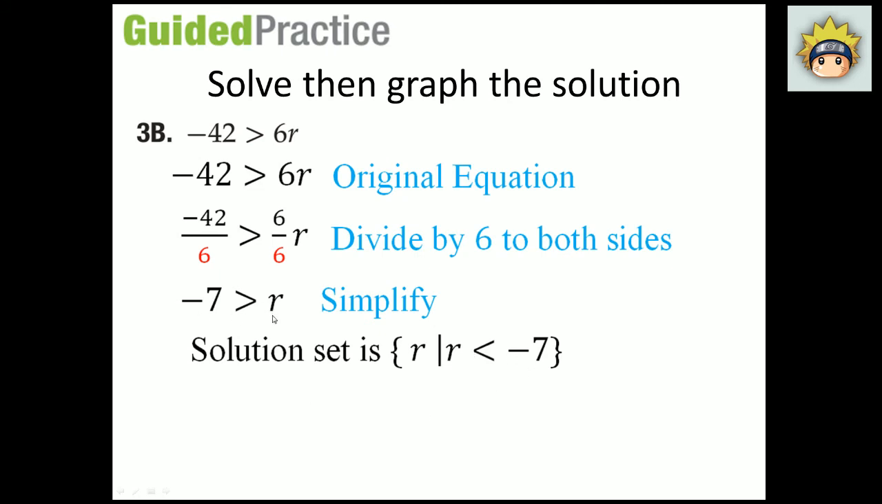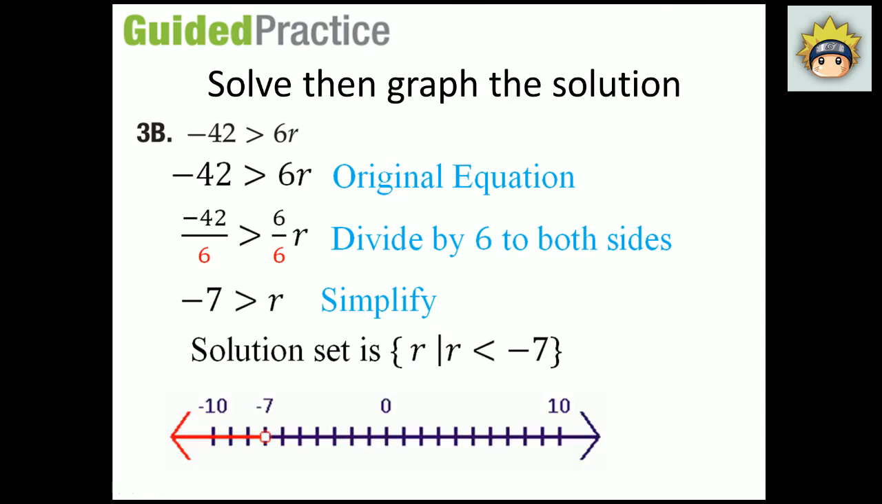Do you see? It's exactly like this, but I just flip it because I want the r right here in our set builder notation. R is less than any value of negative 7. Okay, so if you graph, right, here's negative 7, and r is less than any value of negative 7. So negative 8, negative 9, negative 10, any value, and so forth, would work for this value.